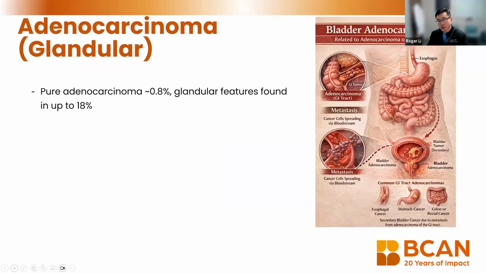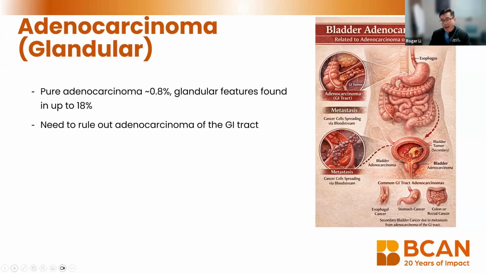All right, so moving on to adenocarcinoma or glandular. Again, this is a divergent differentiation. Pure adenocarcinoma of the bladder does exist, although it's even more rare than squamous cell carcinoma, in less than 1% of bladder cancer. But again, glandular features can be found in up to just under 20% of bladder cancer.